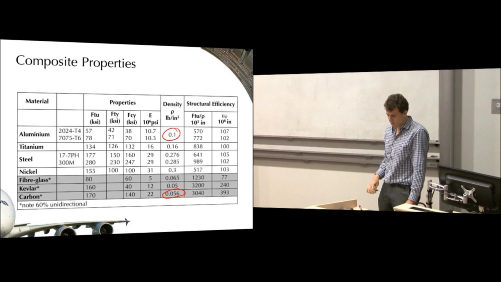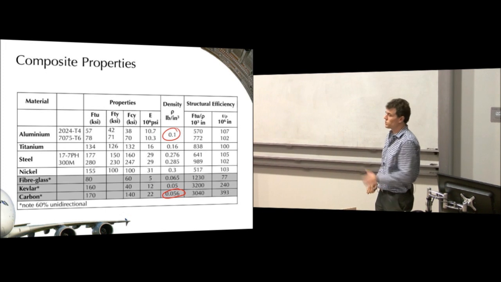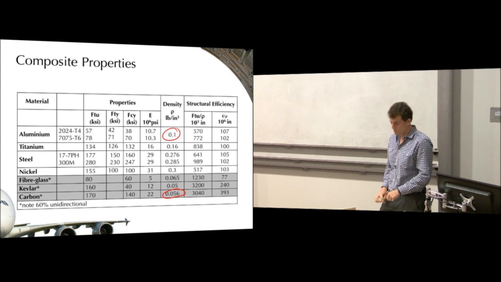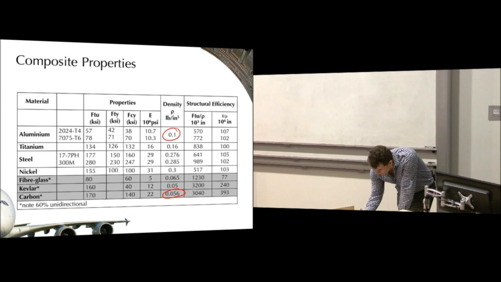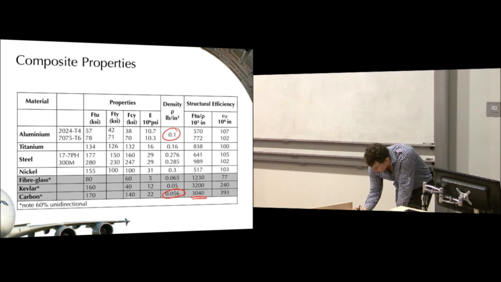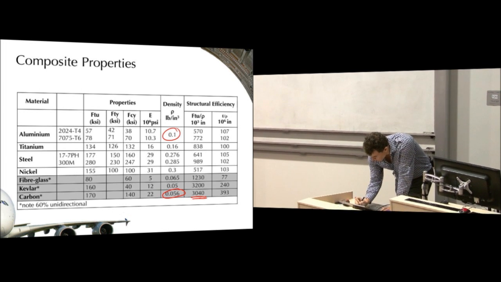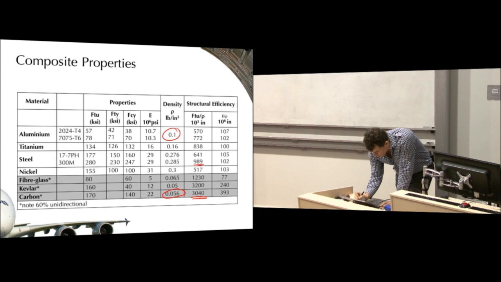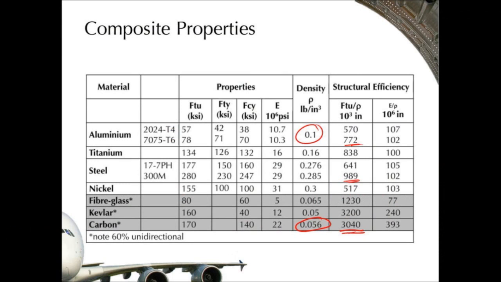So once we take the structural efficiency, which is the strengths divided by the density, we're looking at huge benefits of carbon fibre over even steel or aluminium. We've got really, really big numbers here. So purely from a structural efficiency perspective, so a strength to weight ratio or stiffness to weight ratio perspective, carbon fibre is a really, really good material.